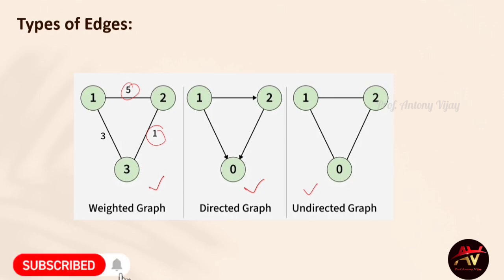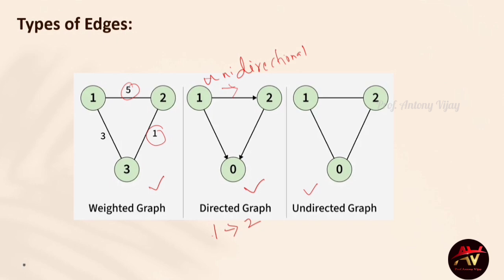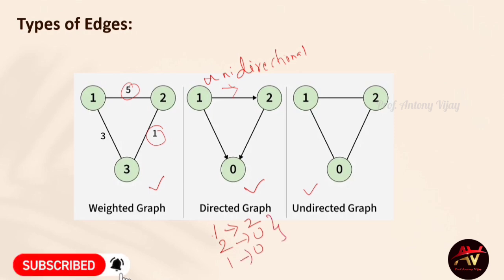Likewise, when I talk about directed, what does it mean? It is unidirectional. It means there is only one side we can go. So this is called 1 to 2, and for 1 to 2 there is a connection, and 2 to 0, and 1 to 0. These are the 3 different connections. So this is called unidirectional.